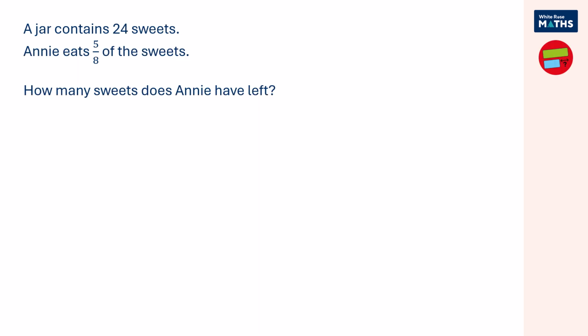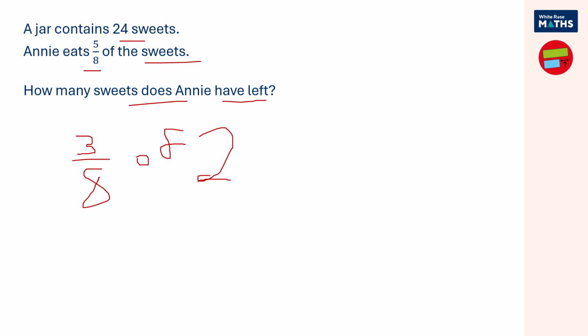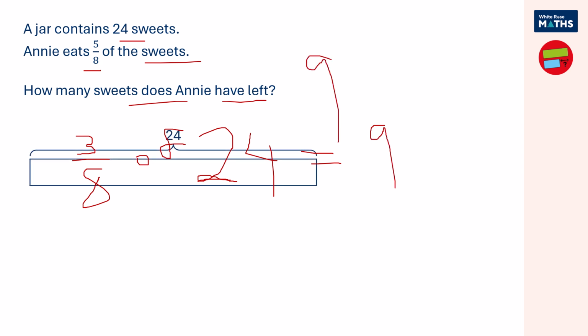A jar contains 24 sweets. Annie eats 5/8 of the sweets. How many sweets does Annie have left? So she has 3/8 of the sweets left. So 3/8 of 24. So 24 divided by 8 is going to be 3. And then 3 times 3 is 9. So Annie has 9 sweets left. Okay, well done if you got that.